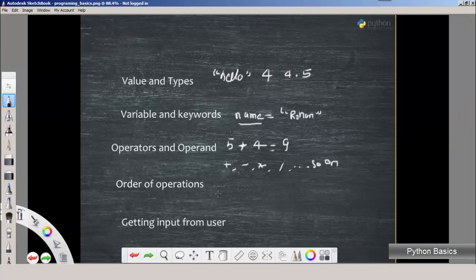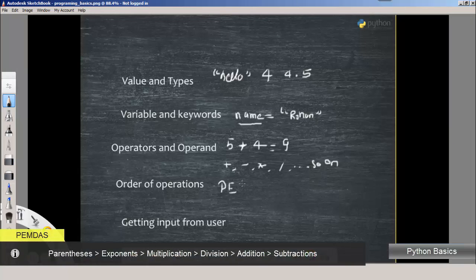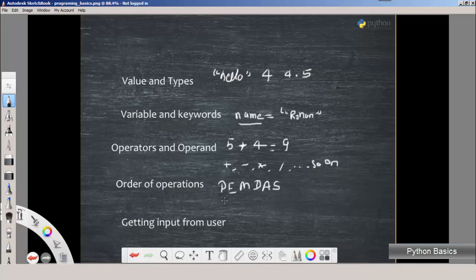I will write a short form, that is PEMDAS. What is this PEMDAS? It's very easy. P is parenthesis. So first of all, if an expression has parentheses, that part will be computed. Then exponentiation, then multiplication, then division, addition and subtraction. Multiplication and division have the same precedence, and addition and subtraction also have the same precedence.